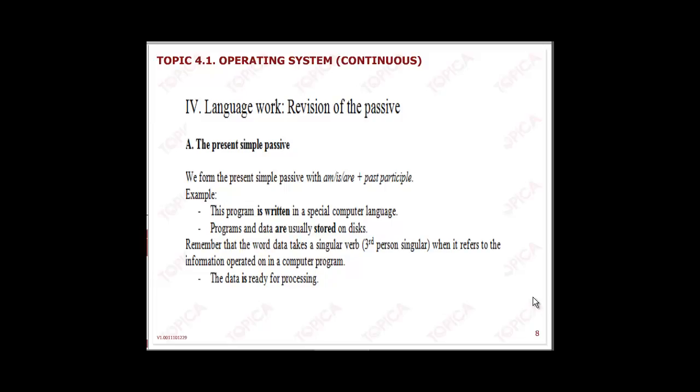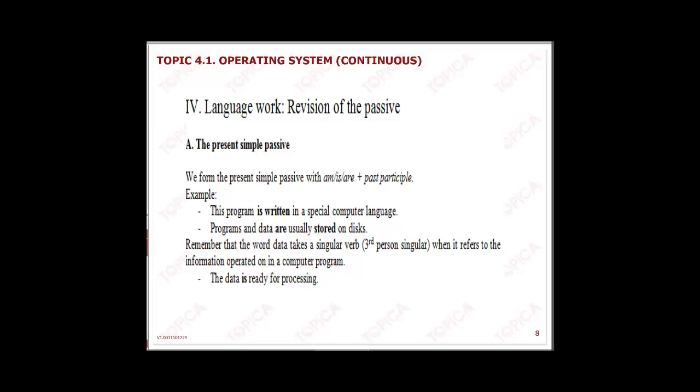4. Language work. Revision of passive. A. The present simple passive. We form the present simple passive with to be, am, is, are, plus past participle. For example, this program is written in special computer language. Programs and data are usually stored in this.